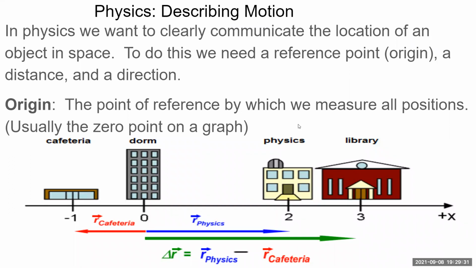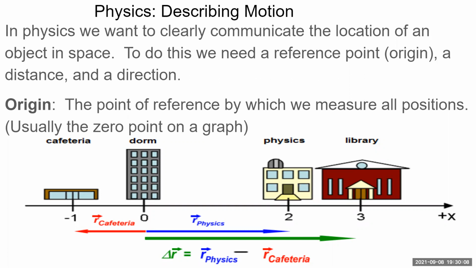So again, that first question, our definition is the point of reference. An origin is a point of reference by which we measure all positions. And this is what we consider our 0 point on the graph. In this illustration, our 0 on our number line is at our dorm. So our dorm is the origin in this example. We can put that origin wherever it is convenient for us. We make that decision. We just do need to let everybody know where we're going to be starting.